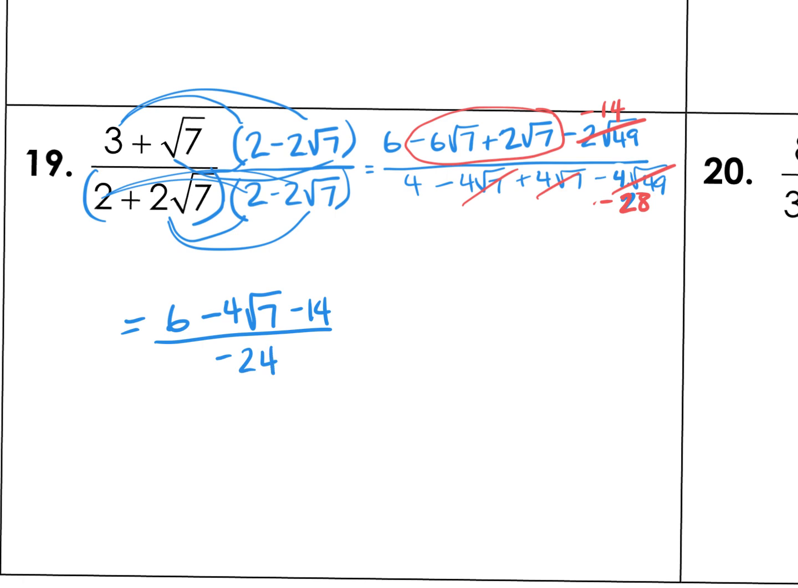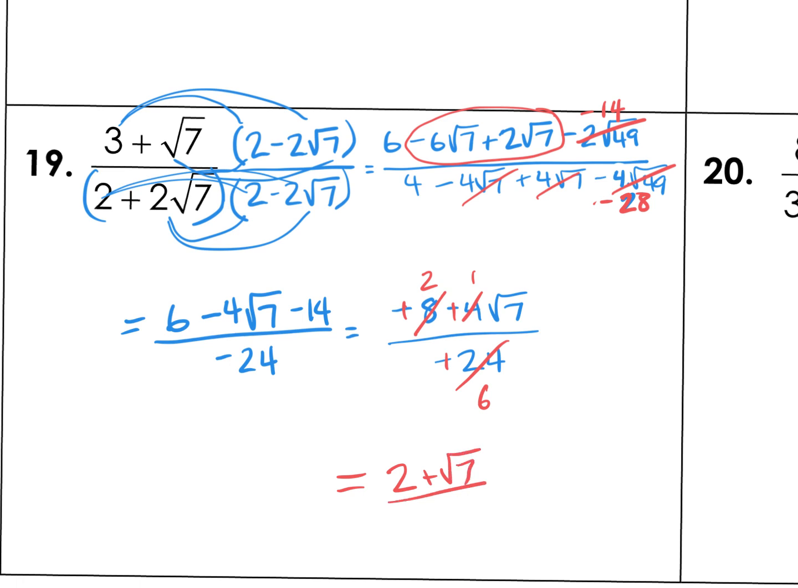And I can simplify again. I don't know why I didn't do that before, but 6 minus 14 would be negative 8 minus 4 square root 7 all over negative 24. They are all negative, so we can change the signs of all of them to positives. And the coefficients are all divisible by 4, so let's reduce that. And my final answer would be 2 plus square root 7 over 6.